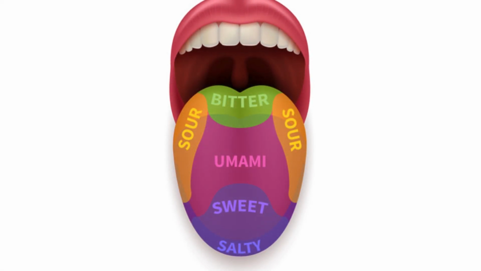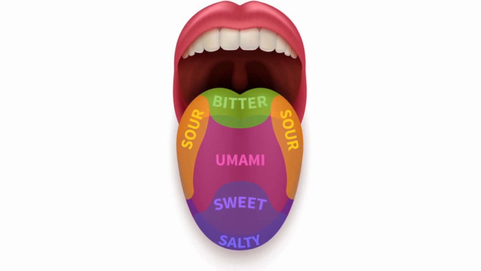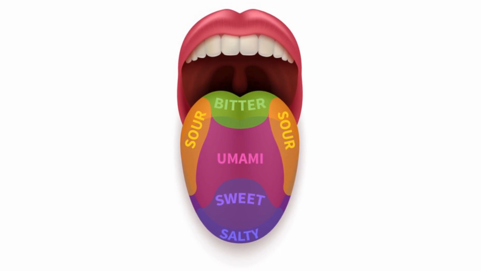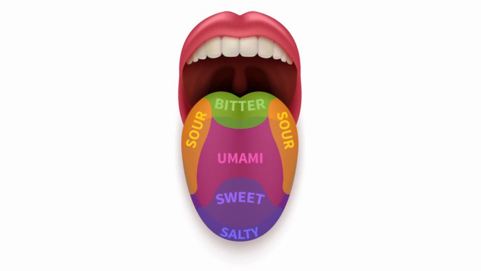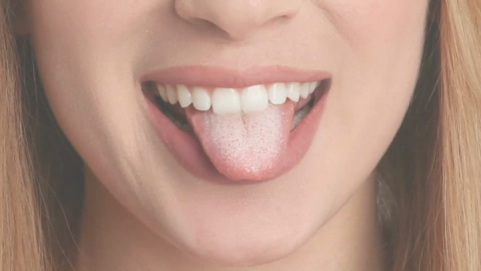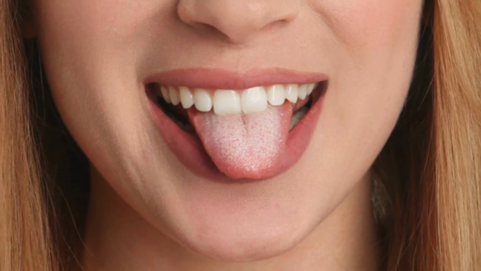The concept of tongue mapping suggests that different taste sensations are primarily perceived in specific regions of the tongue. However, research has shown that taste buds are distributed evenly throughout the tongue, and the notion of distinct taste regions is a misinterpretation. Thank you for joining me on this exploration into the captivating world of the tongue.